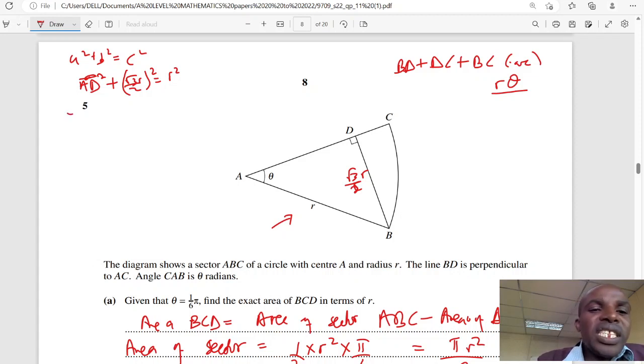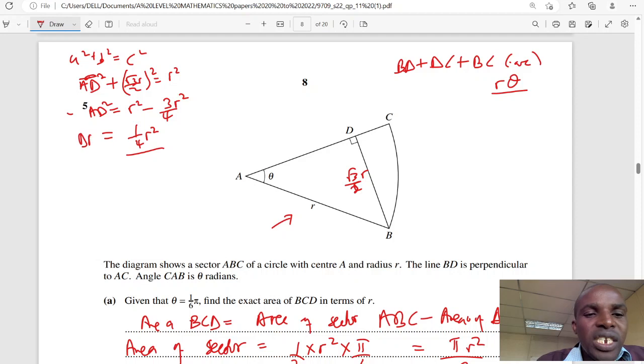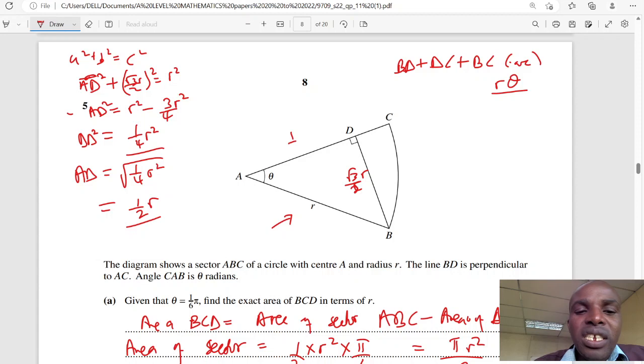In this case, AD squared is equal to R squared minus 3 R squared over 4, so it will be 1/4 R squared. So AD is the square root of 1/4 R squared, which equals 1 over 2 R. So it's half R. It means my DC is R minus half R, which equals half R. So this also will be half R.